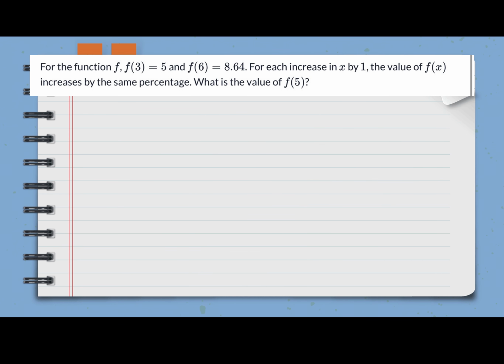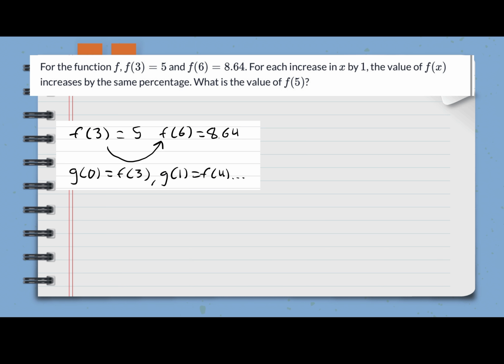So if you see here, the whole time from f of 3 to f of 6, aka x equals 3 to x equals 6, we have an increase of the same percentage. Now, because we're looking at an increase in x by 1, we can use this separate function of g to figure out how we can measure it up to f. So we make g of 0 equal to f of 3, and then g of 1 equal to f of 4. So aka every time you increase g, you increase f.